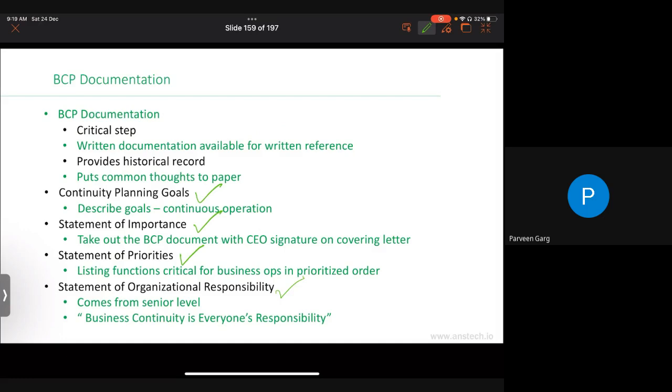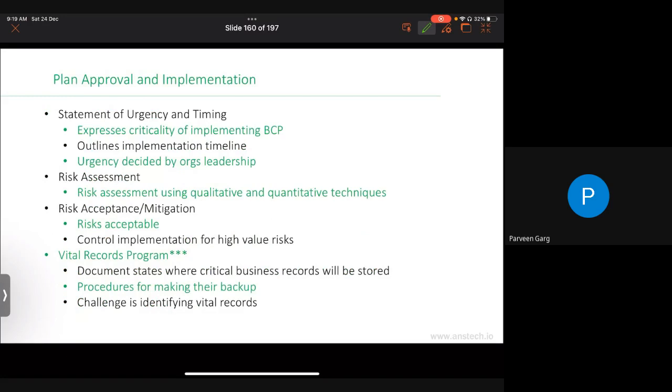And this is to basically tell you that tomorrow, if you are involved in business continuity, what you can go through. Okay. Always take the signature of the CEO in a statement of importance. So you have a covering letter which says this business continuity plan is hereby circulated and it carries important weightage. So departments will give weightage to that document. Okay. And business continuity is organizational responsibility from senior to everybody down to the bottom. It is everybody's responsibility.